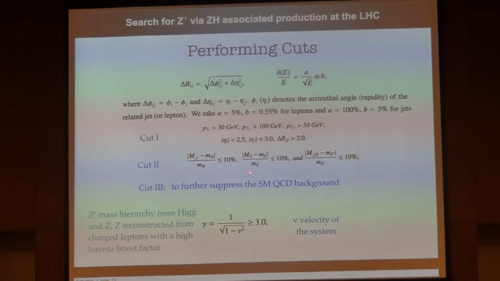To further suppress the background, we try to use another parameter. We know that the Z prime has a large mass hierarchy here from the Higgs and Z. So the Z reconstructed from the final state leptons should have a highly boosted Lorentz factor. So we demand that this factor should be greater than 3, which serves as the third cut.